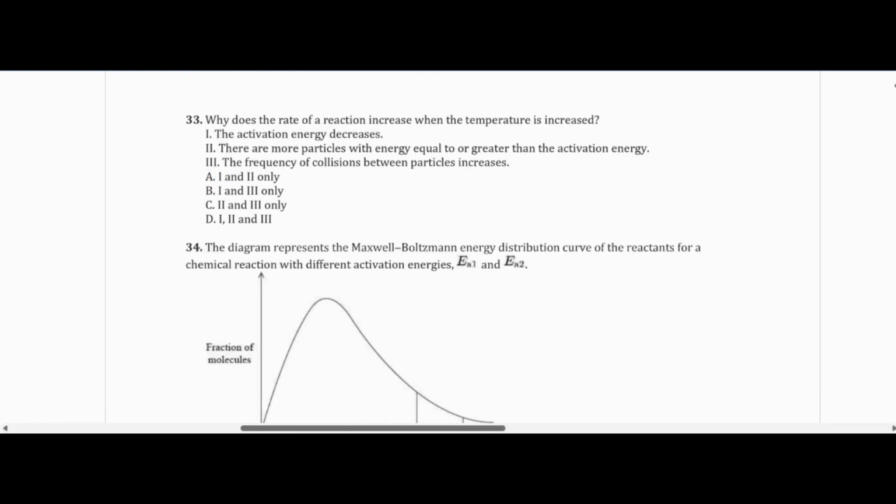Why does the rate of reaction increase when the temperature is increased? The activation energy decreases. No, the activation energy is all about the catalyst, not the temperature. There are more particles with energy equal to or greater than the activation energy. Yes. Temperature is all about the average kinetic energy of molecules. The frequency of collisions between particles increases. Why, yes. If they have more energy, they collide more frequently. So that will be C.